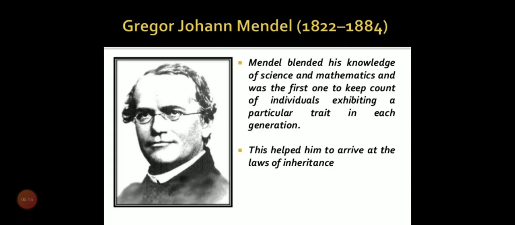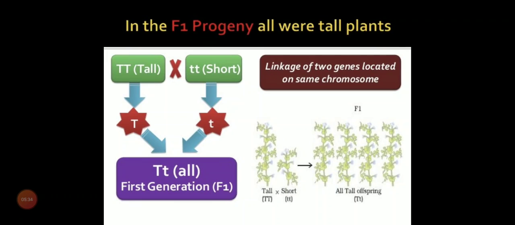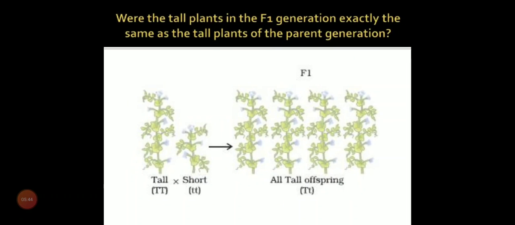We are going to study further what we mean by checkerboard. With the help of the checkerboard, we can determine what kind of offspring will be produced. So this helped him arrive at the law of inheritance, that is, how characteristics are transferred from parents to offspring. This is something we read yesterday: tall crossed with short will give Tt, that is the first generation.